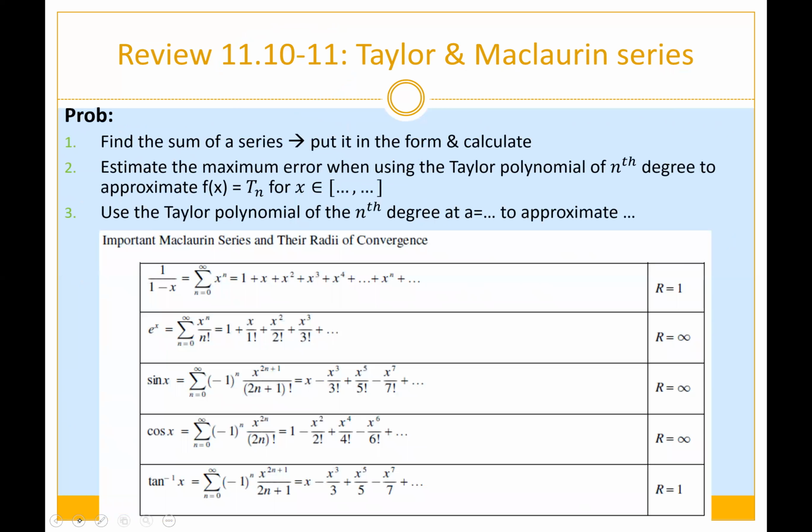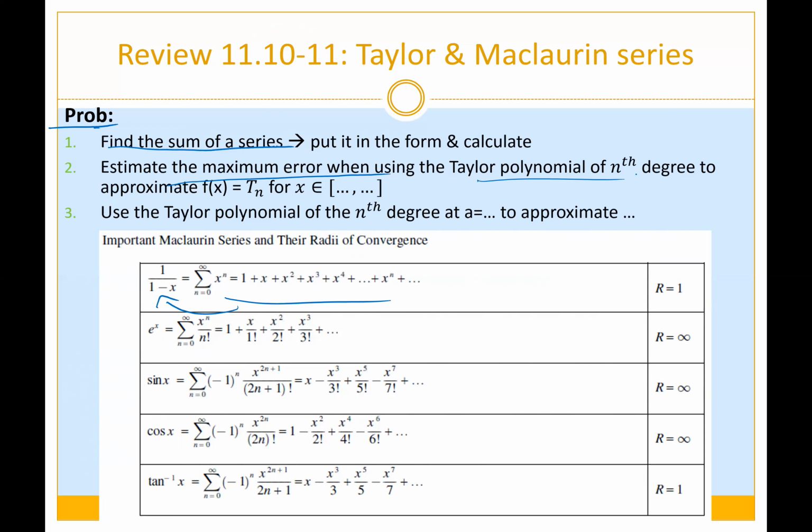We also have some problems that you might be asked. First, find the sum of a series. You have to put it in the form of a given series and then go backward, writing it in this way. That's how you find the sum. Second, you can be asked to estimate the maximum error when using the Taylor polynomial of nth degree to approximate a function f of x. And number 3 is just to use the Taylor polynomial to approximate it.